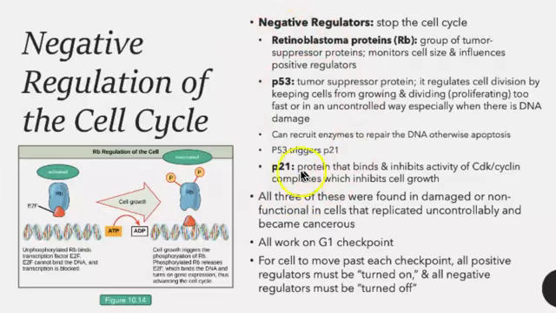So all three of these are going to function mainly at the G1 checkpoint, making sure that our cell isn't going to divide uncontrollably. When these proteins are damaged or non-functional, cells can lose regulatory control and replicate unchecked, and this is a hallmark of cancer.